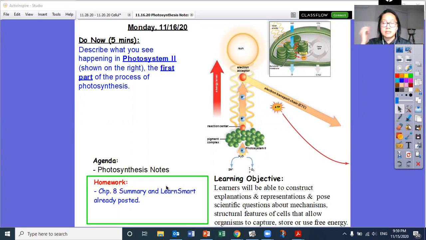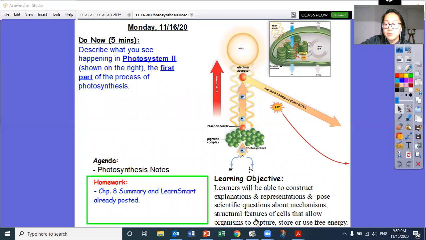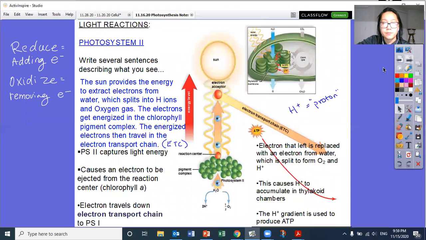Your learning objective is the same as we've done before, but the focus today is on the capturing and storing of free energy. So when we talk about use, that will be on cellular respiration. This is the same diagram that you were just looking at, and it's broken down into 2 parts. This one is for right here, and then all of this right here is about here.